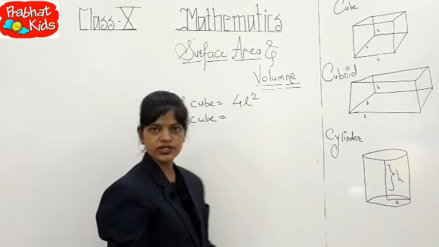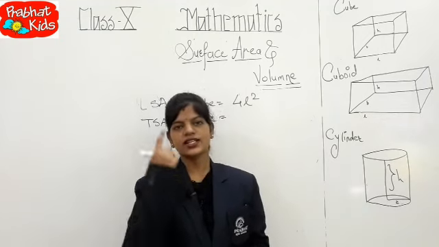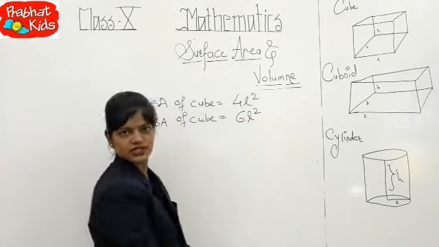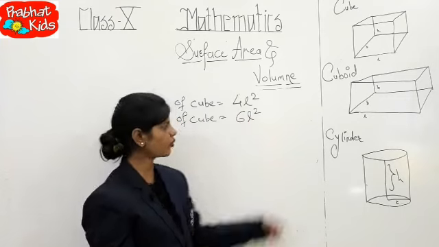Then we will move to the total surface area of the cube. What do you mean by total surface area? The area of the four walls and the ceiling and the floor. So it will be 6 L square. Then we will move to the cuboid.